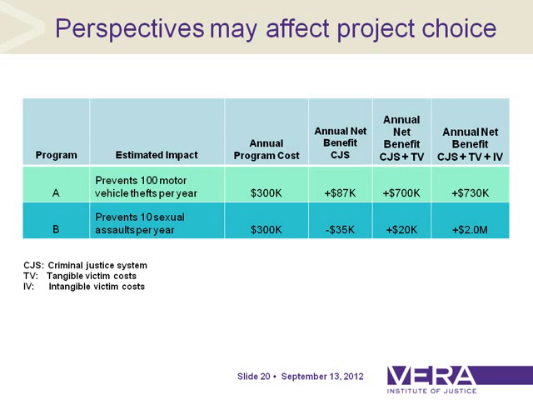If you compare these projects from the perspective of the criminal justice system alone, Project A might be seen as the better option to invest in, again, assuming the budget only allows for one or the other. However, if you incorporate both intangible and tangible victim costs, Project B turns out to yield more than twice the annual net benefits of Project A.